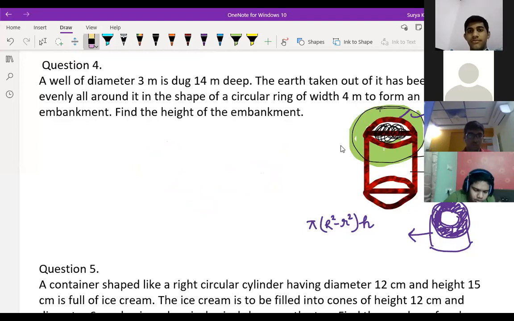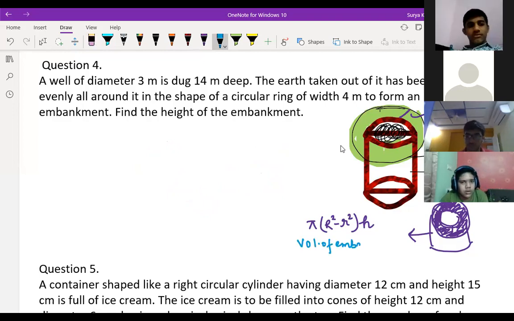Rasul, Hemant, you people are getting it? So the volume of this is nothing but the volume of the embankment. Here everything you know. What is capital R, children, and what is small r? Small r is the radius of the well only, that is 3/2 meters.